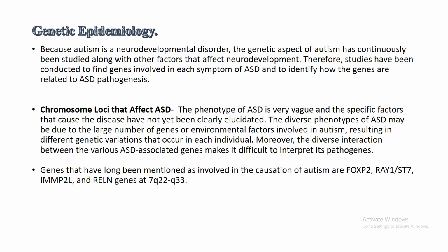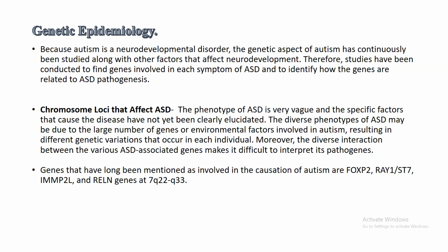The diverse phenotypes of ASD may be due to the large number of genes or environmental factors involved in autism, resulting in different genetic variation that occurs in each individual. Moreover, the diverse interaction between the various ASD-associated genes makes it difficult to interpret its pathogenesis. Genes that have long been mentioned as involved in the causation of autism are FOXP2, RAY1/ST7, IMMP2L, and RELN genes at chromosome 7.